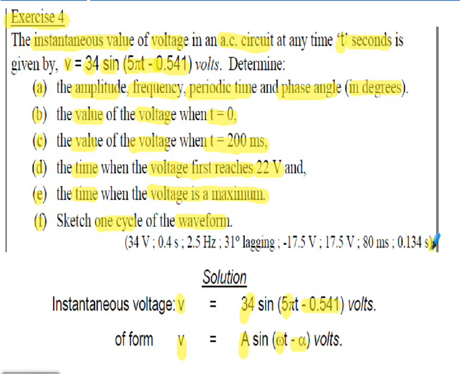The answer to this question is given here in the brackets, and I would strongly encourage you to have an attempt at parts A to F here before reviewing the solutions on the following slides.